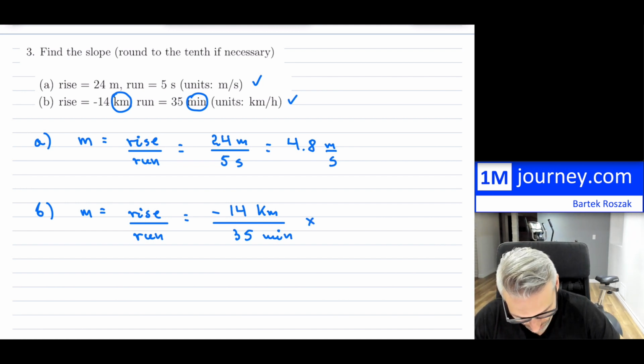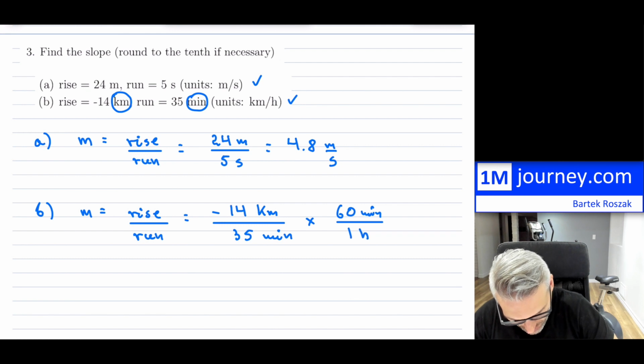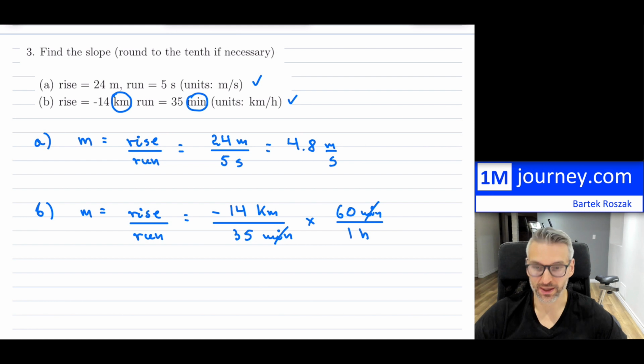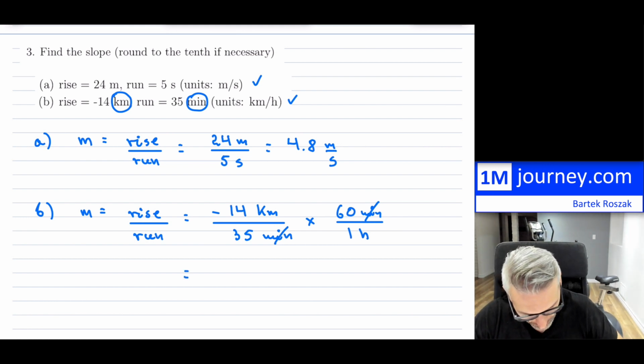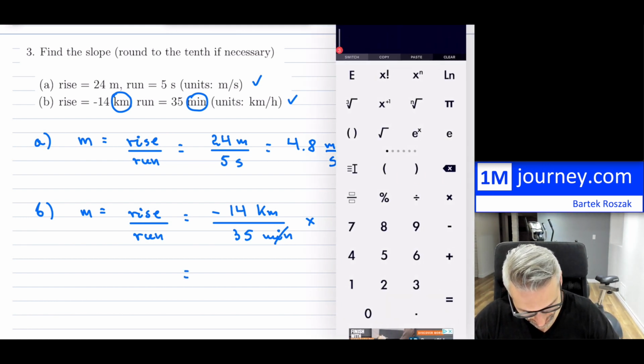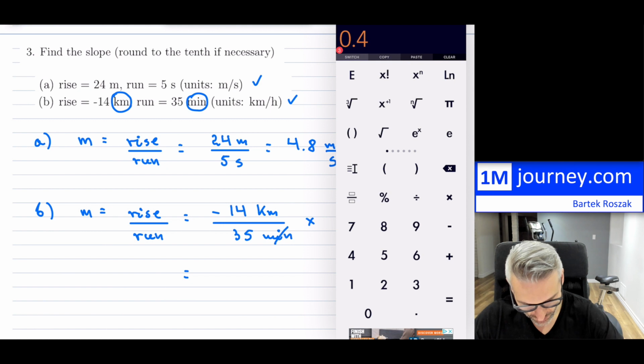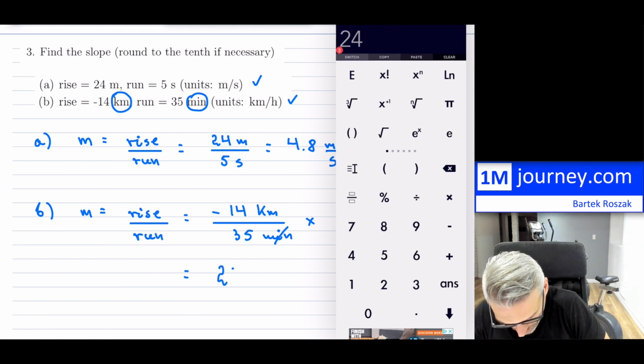So we have to change those minutes. This goes back to unit conversions. We know that 60 minutes is equal to 1 hour. So I'm going to do that to cancel this off, and then I'll have my hours in the denominator. All right, so what would we have? Now we know it's going to be negative, so I'm not going to input that in here. So it's going to be 14 divided by 35. That's our 0.4 right there. And then we multiply it by the 60, which we just did. So this is going to be 24.